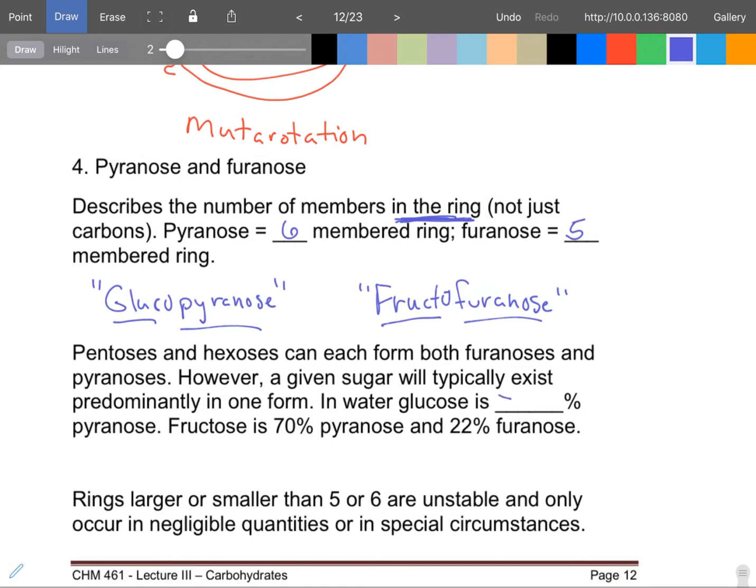So for example, glucose is actually greater than 99% pyranose. Now fructose can form pyranose and furanose, and in fact in water the pyranose form, the 6-membered ring, is a little bit more common, but it turns out the furanose form is the biologically relevant one, so that's the one we spend a little bit more time on. Now rings that are larger or smaller than 5 or 6 aren't as stable, so we don't really see them very often, so we're typically only going to see furanoses and pyranoses.